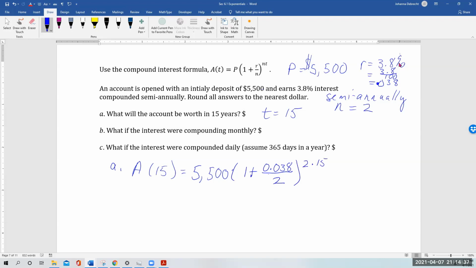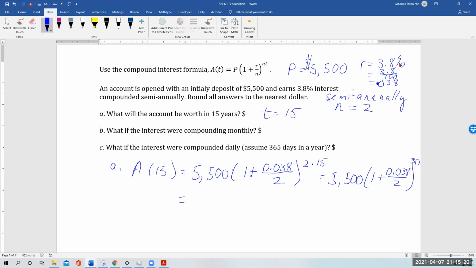The first thing I'm going to do is multiply the 2 by the 15. This will give me 30. So I've got $5,500 times 1 plus 0.038 divided by 2 raised to the 30th power. Now take your calculator and figure out what 0.038 divided by 2 is. 0.038 divided by 2 gives us the decimal 0.019. Add 1 to that number. Remember that you have to start inside the parentheses for the order of operation.